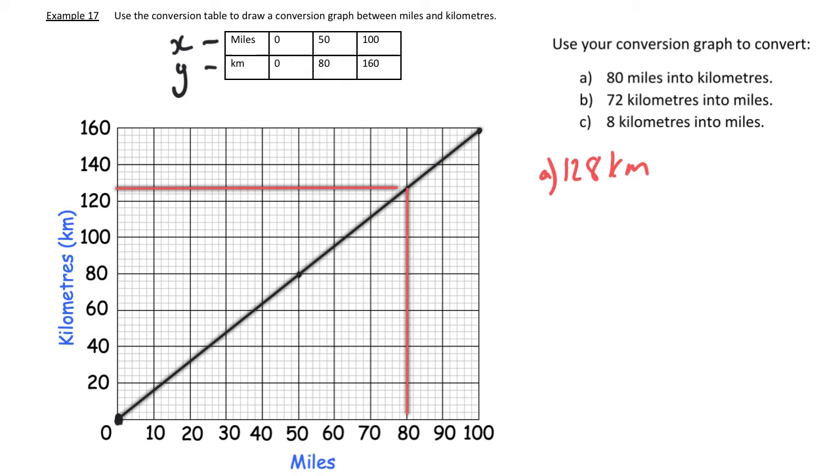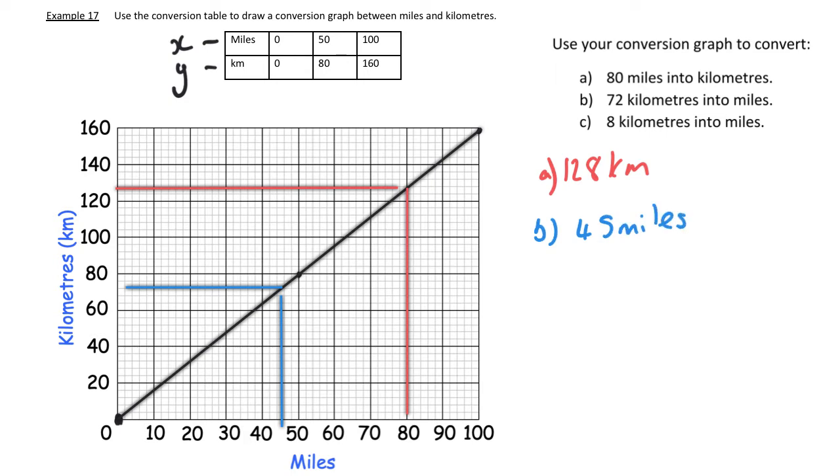To change 72 kilometres into miles, same idea, only this time we'll go from 72 kilometres, which is 2 squares short of 80. We go to the graph, and then we draw the line from where the graph hits it down. We'll see that it's in the middle of 40 and 50. So the answer there for part B is going to be 45 miles.